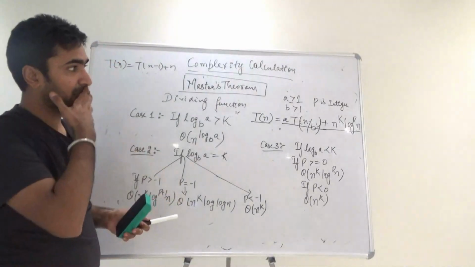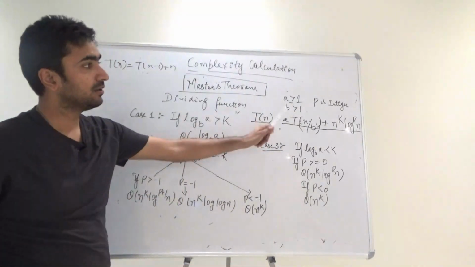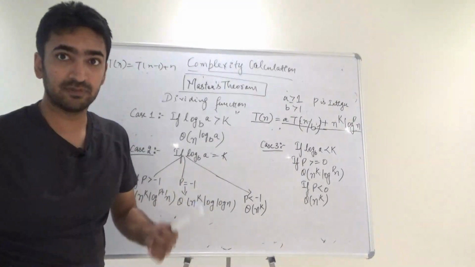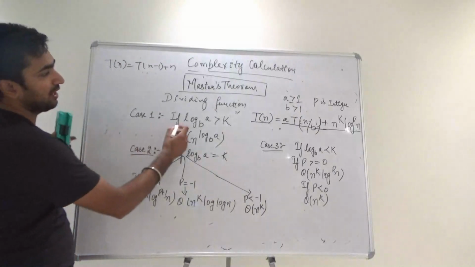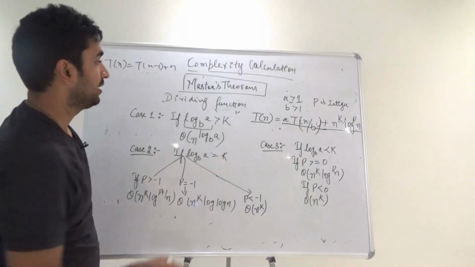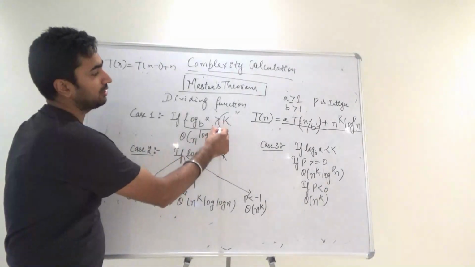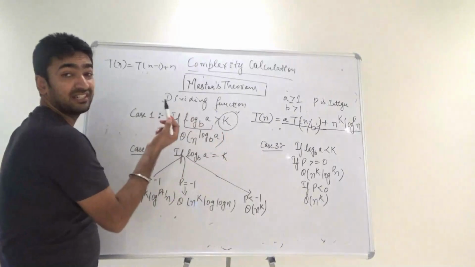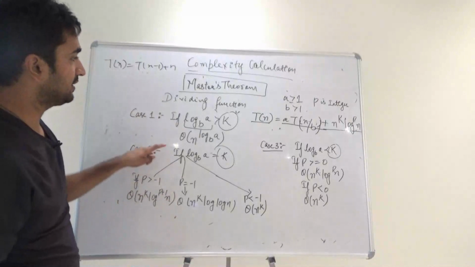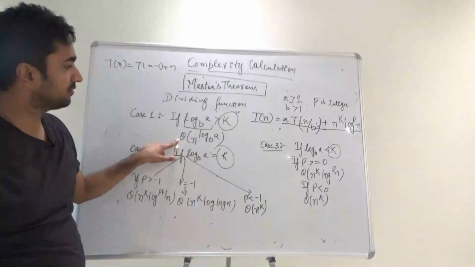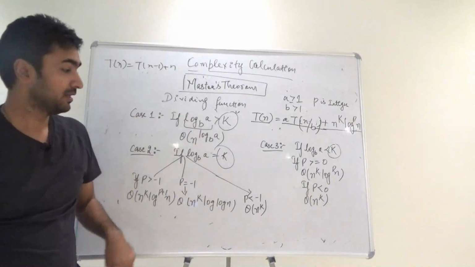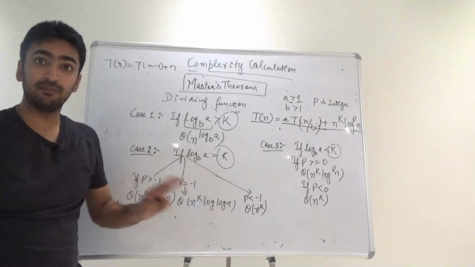Now all you need to do is equate this equation with whatever is given to you. Anything can be given to you and there will be certain cases. There are three cases. First case is you have to calculate log base b of a. You have to compute whether it is greater than k, equal to k, or less than k. So if this is greater than k, the answer would be order of n raised to power log base b of a. If it is equal to k, there will be three scenarios.